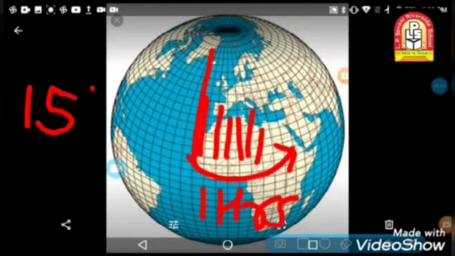Assume that this single line is of 1 degree, and when 15 lines rotate, like this, 15 lines will move, it will take 1 hour to complete this much, 15 degrees, right?